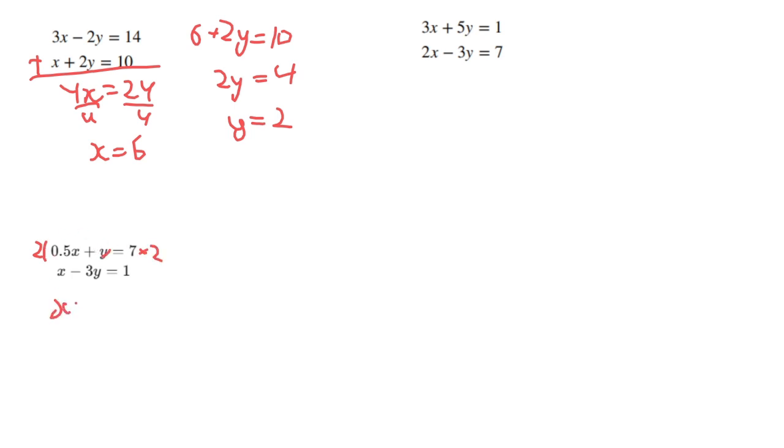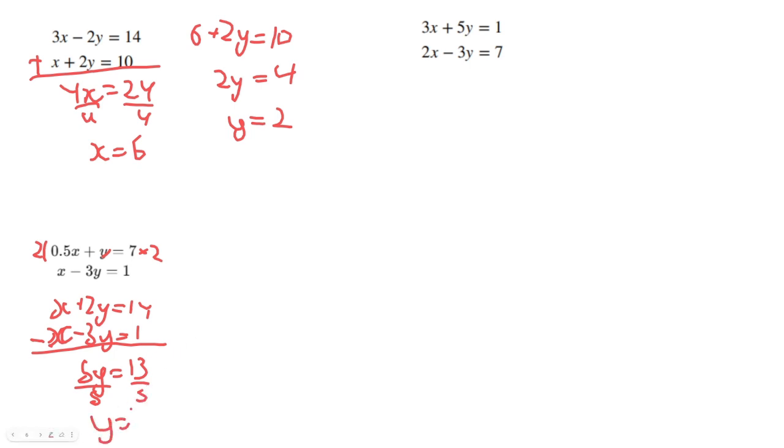Then we will get x plus 2y equals 14, and x minus 3y equals 1. They're both positive, so we subtract. Then we get 5y equals 13. And we divide by 5 on both sides to get y equals 2.6.